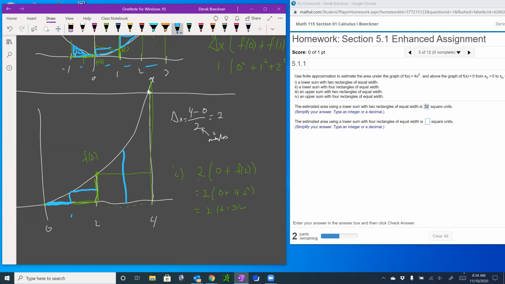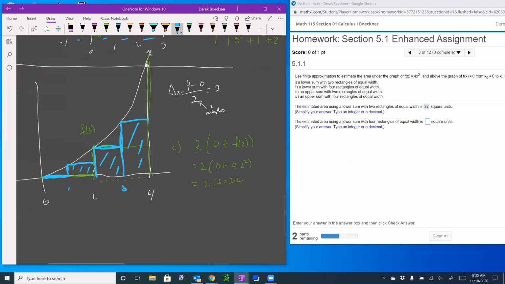At 1, I'm going to have a rectangle at f of 1. This one's still the same height, but it's only half as wide. And then this one's at 3, and that's going to have the height f of 3 there. So I want the blue area this time. And my widths are only going to be 1. Delta x is going to be 1.